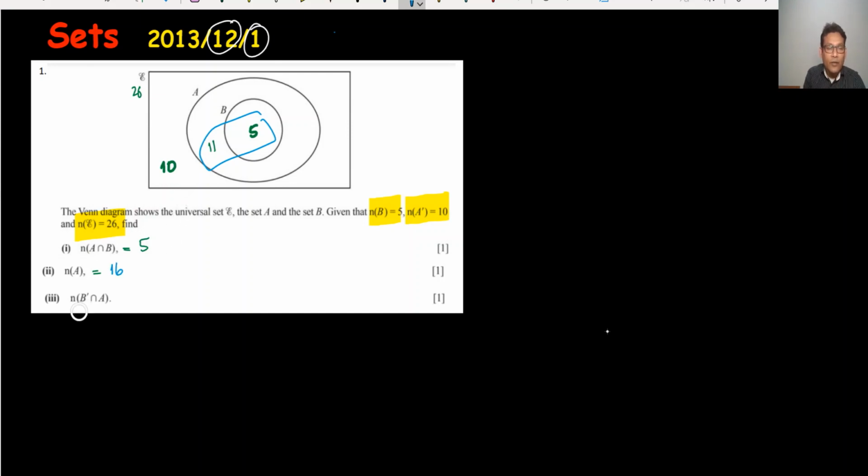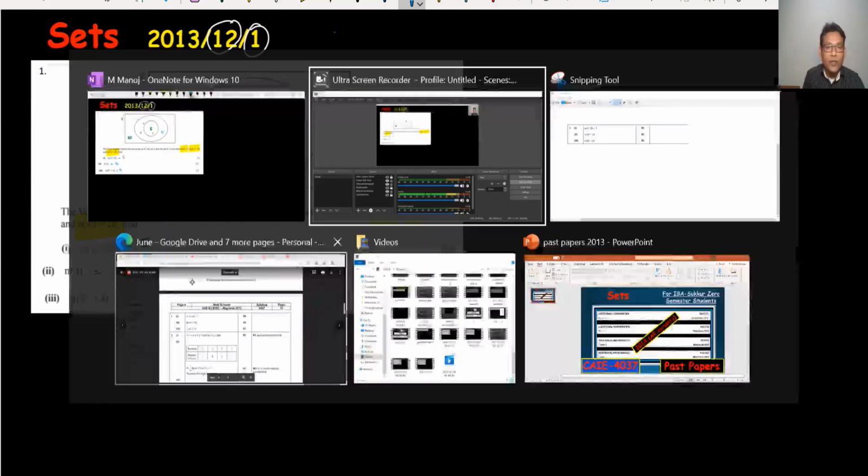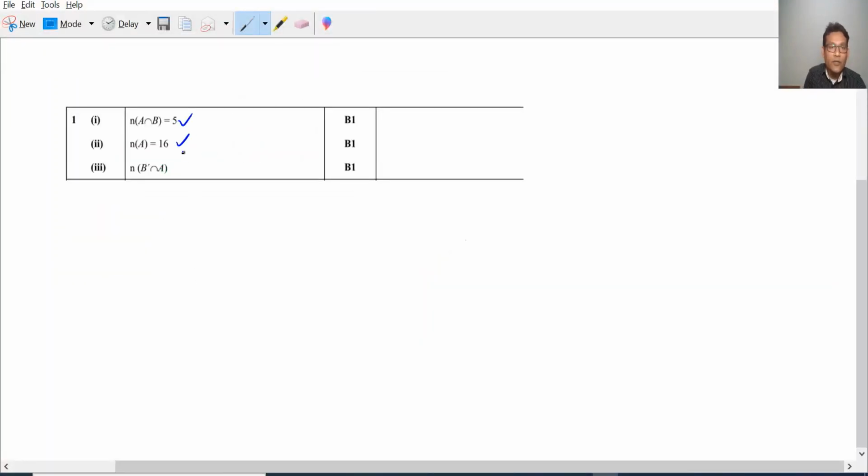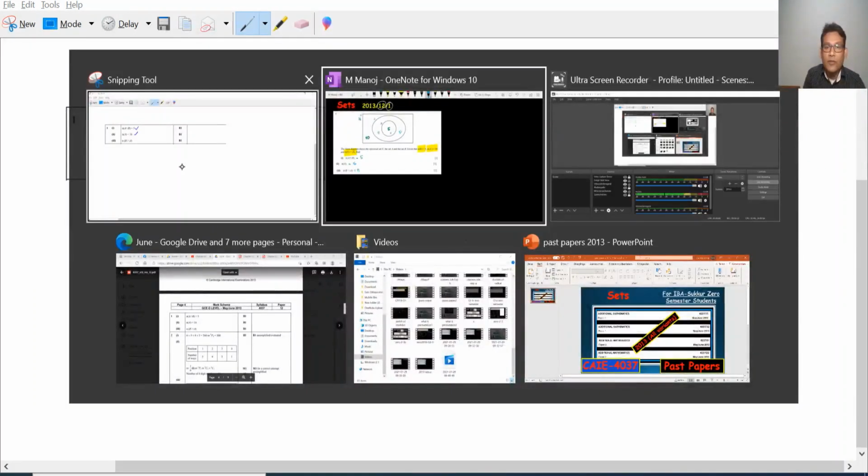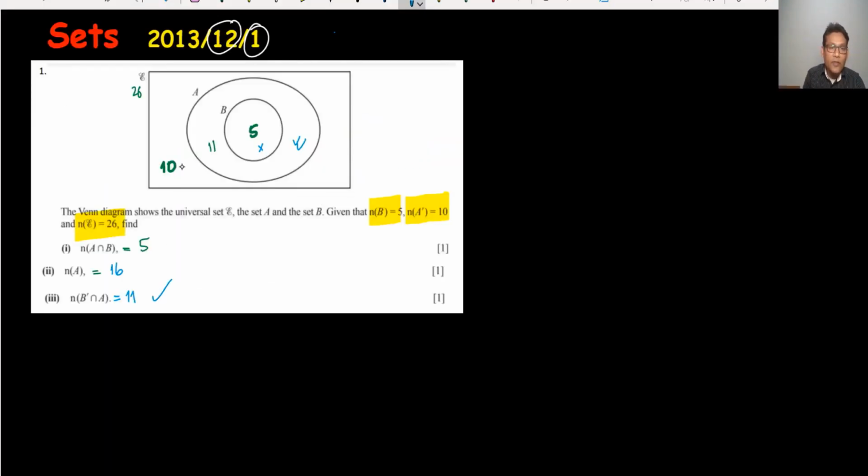And the number of elements in B complement intersection A. First of all, we should know which area is B complement intersection A. B complement means without B, we do not need B. Intersection with A means only this part, so 11 is the right answer. Let me check the answer of this part: 5, 16, and this is not given actually, this is the past paper. So 5, 16, 11 is the right answer. This is the way we have done question number 1, 2013, variant 1, 2.